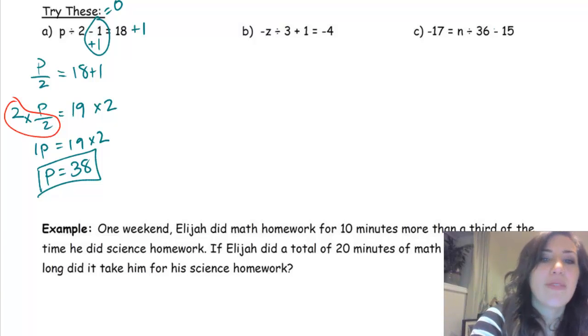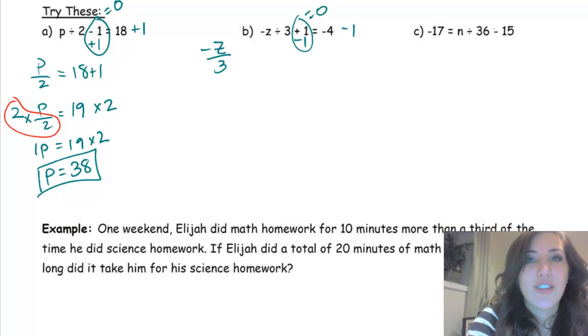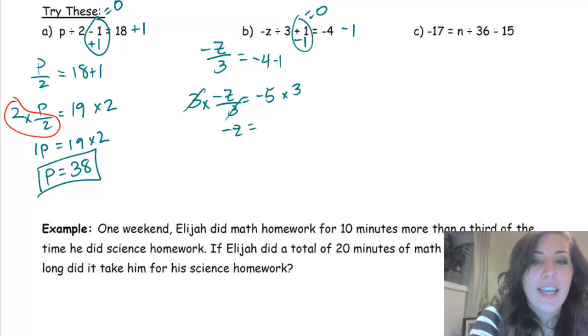Double check. Okay, in this example we have negative z divided by 3 plus 1, so let's get rid of that by minusing 1, so this equals 0. And if we're going to do that, we have to minus 1 on the other side, equals negative 4 minus 1. Negative z over 3 equals negative 5. Now to get the negative z by itself, we can times both sides by 3 so that these two 3's come together equal 1. So we have negative z equals negative 5 times 3 is negative 15.